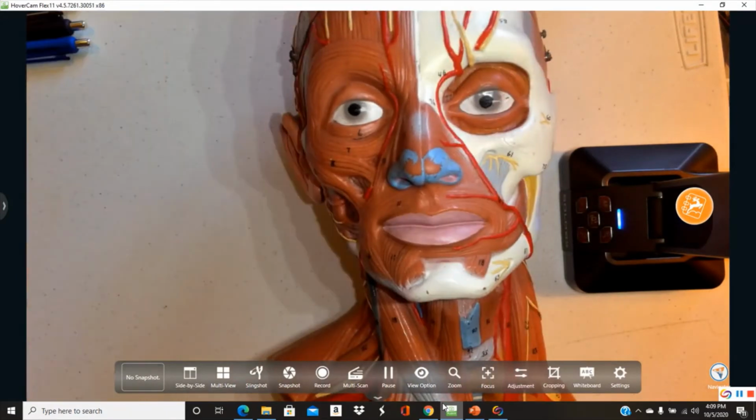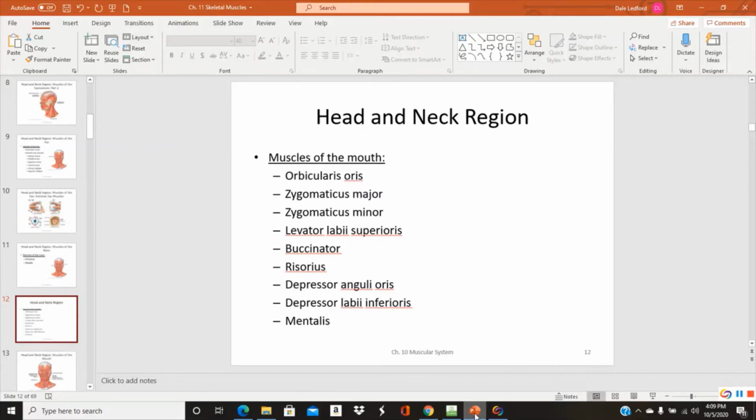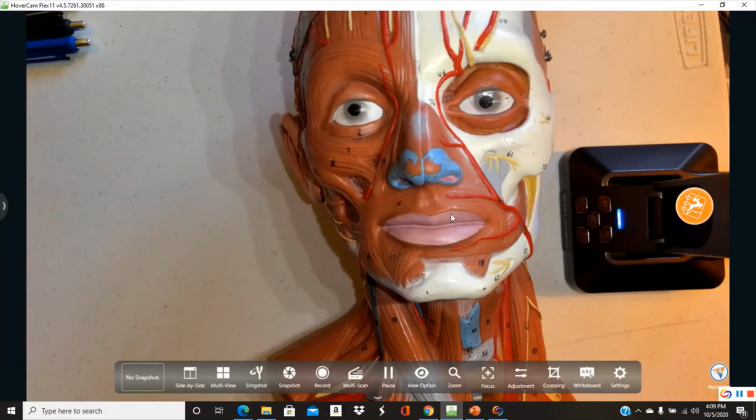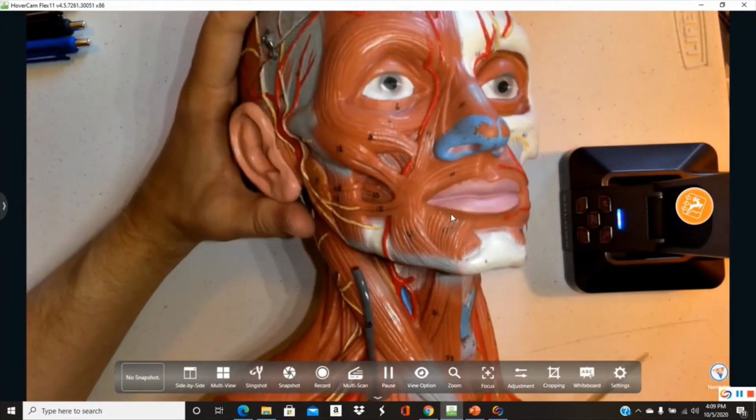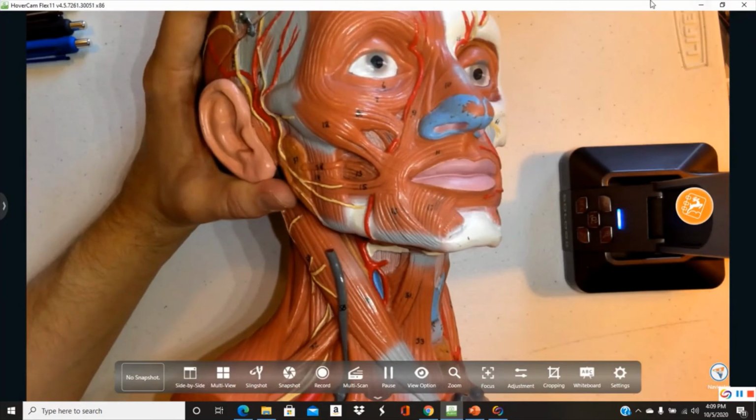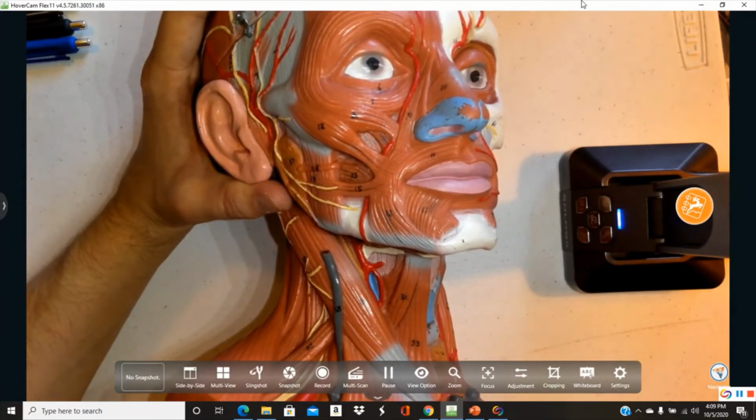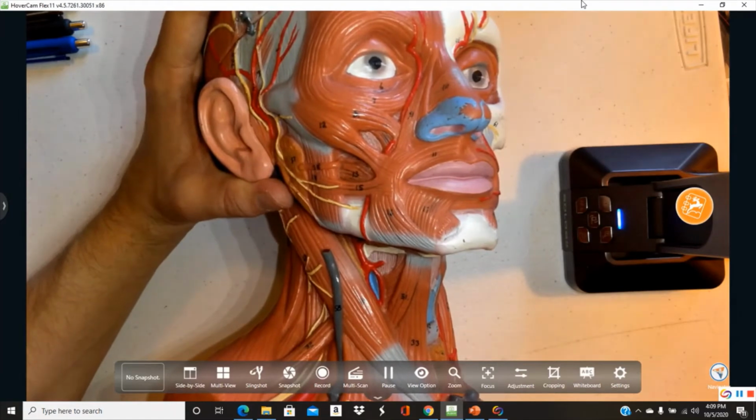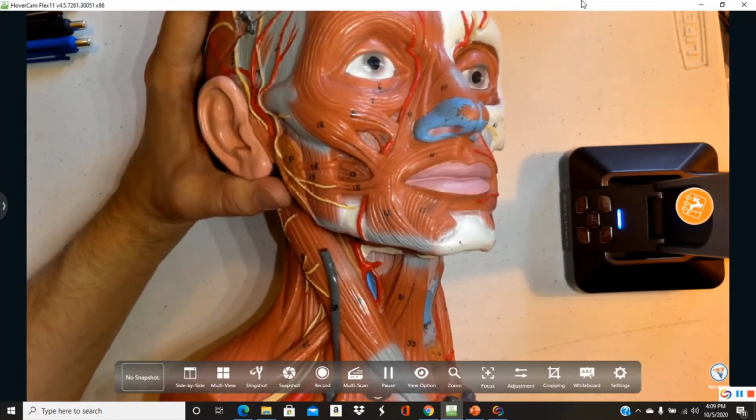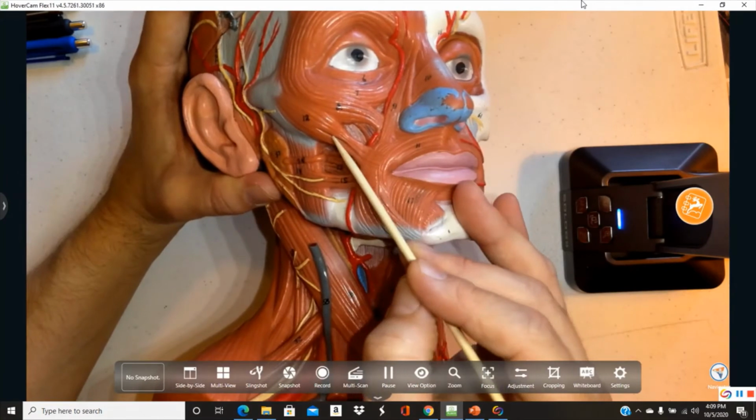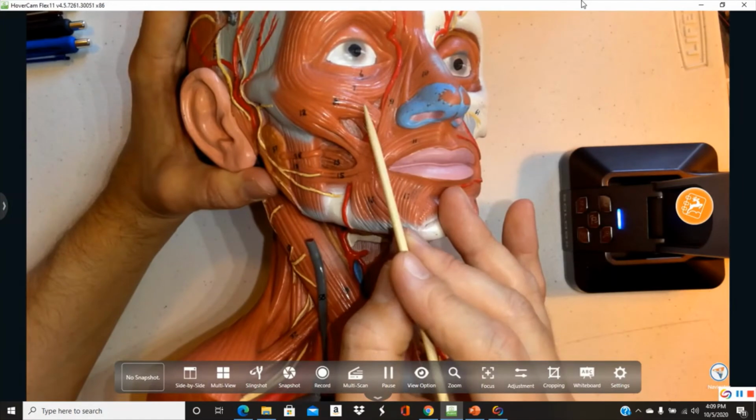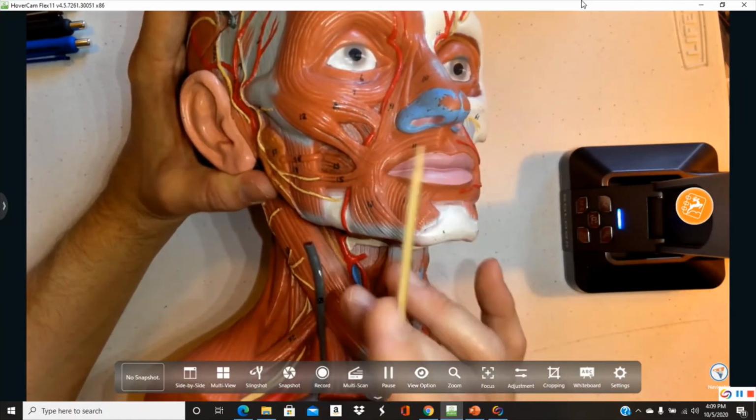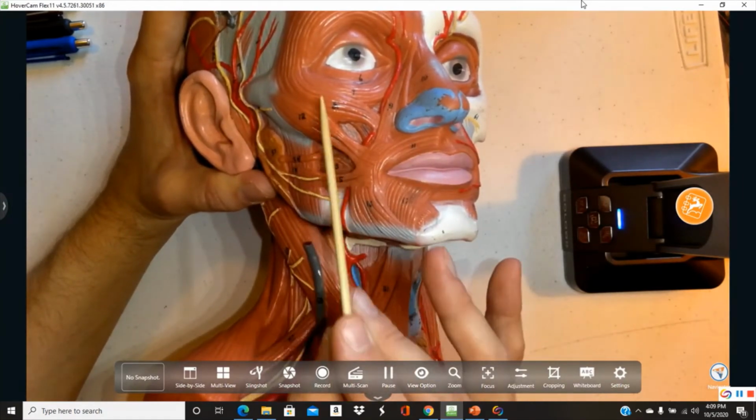Now, the next muscle on our list is our zygomaticus major and then minor. Now, major and minor here can be a little bit difficult because when you look at a real human being, the major sometimes is smaller than the minor, depending on how this person smiles. But the major is very low and the minor is a little higher. Major, minor, major, minor. The zygomaticus major and the zygomaticus minor.